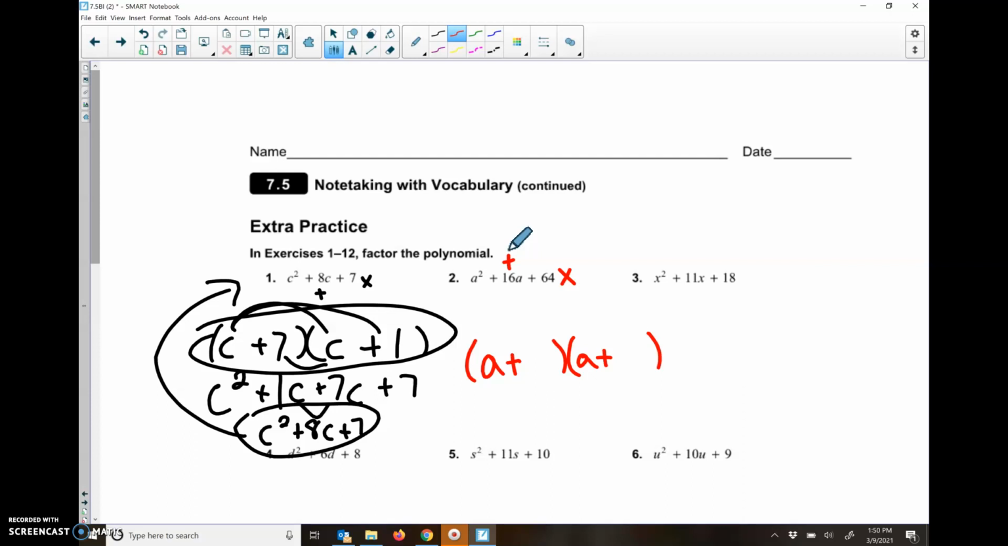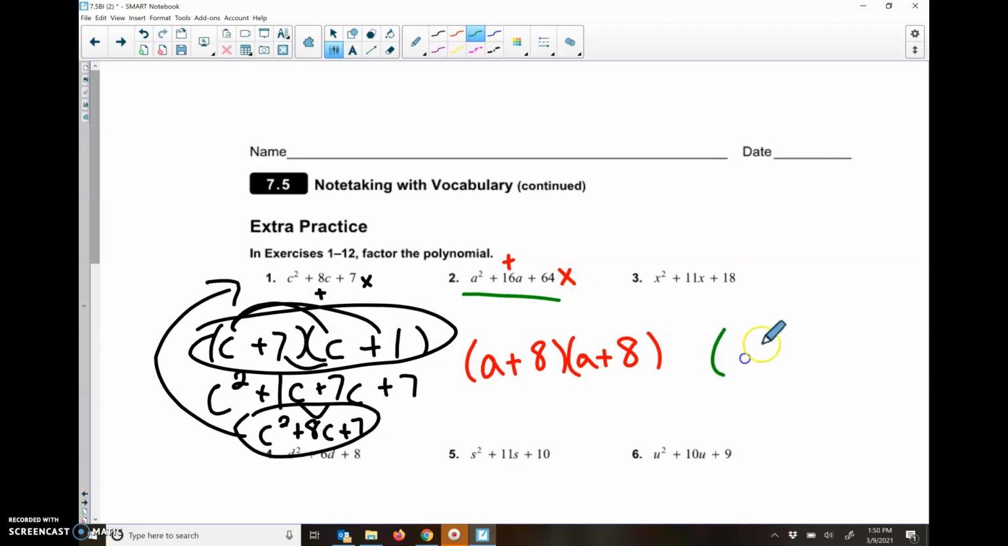So all those multiply to 64, but 64 plus 1 is not 16. 32 plus 2 is not 16. 16 plus 4 is not 16. The only way that I can think of doing this is 8 and 8. 8 times 8 is 64. 8 plus 8 is 16. And if we double check our math like we did in number 1, it would work out to end up being, yes, that's the right answer.